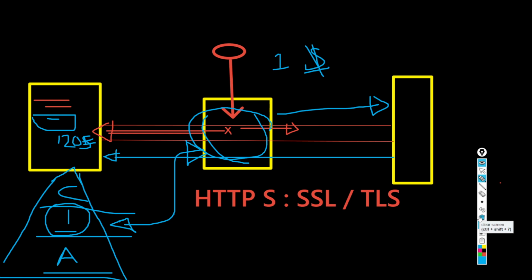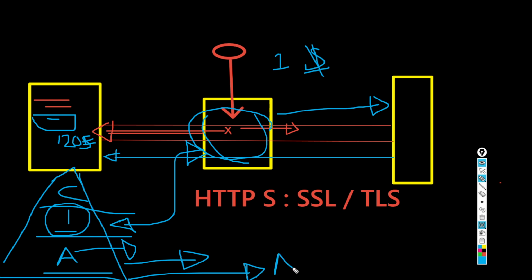Got it? Yes, sir. One more thing, sir. Why CIA? Why not AAA? This also works the same, no? Yeah, both are similar. See, what does AAA mean? Authentication, authorization, and accountability.